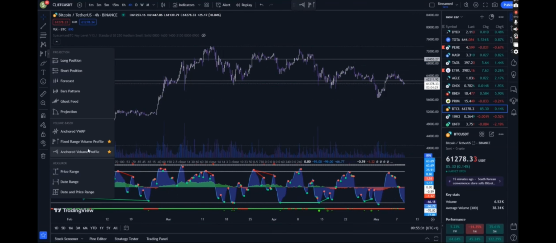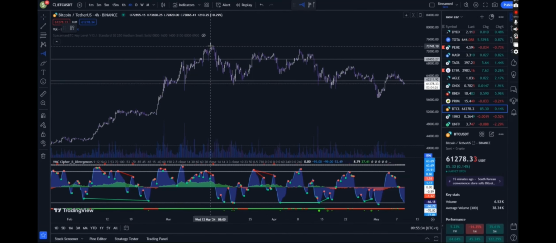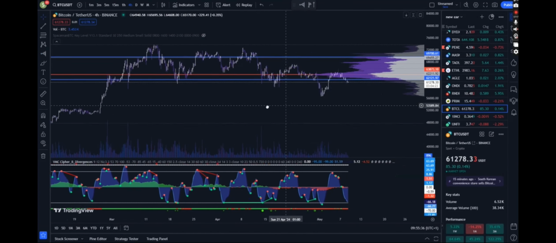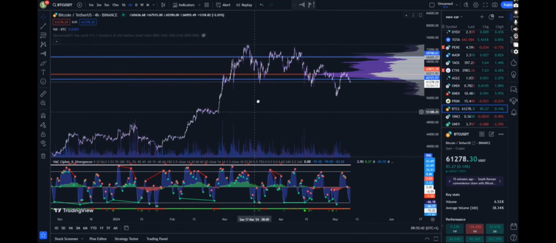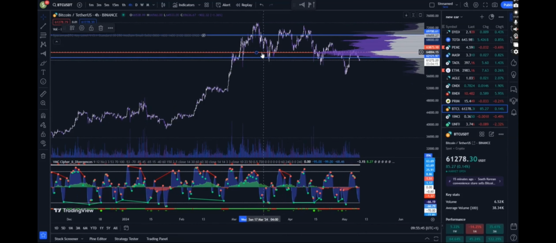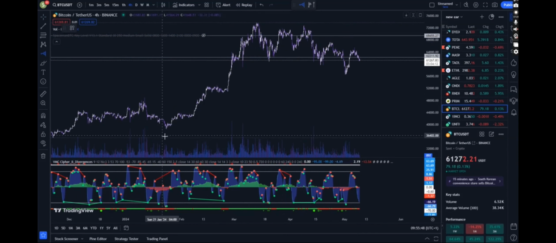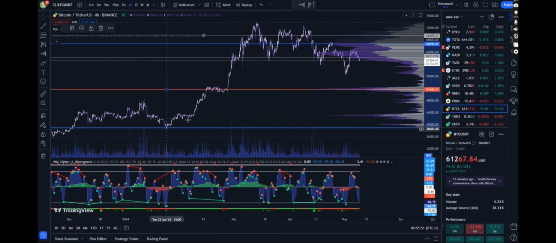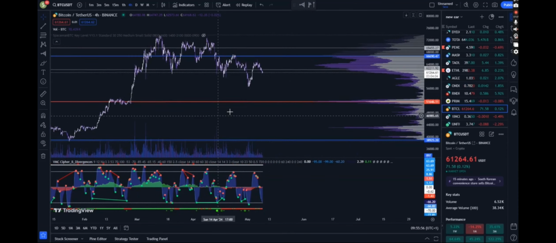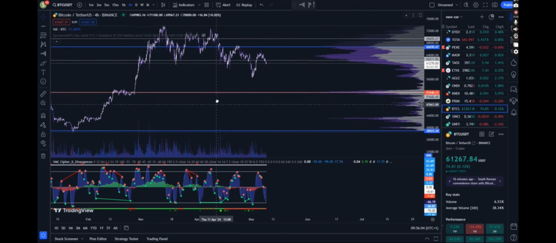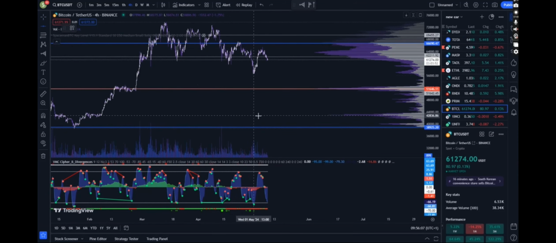But I like to use the bigger one, the anchored volume profile. And we can see that these are value areas at the minute. Or we can go from the big move here up. And then we've got another area here. And that's the value area low before the big push up, which is around 38.